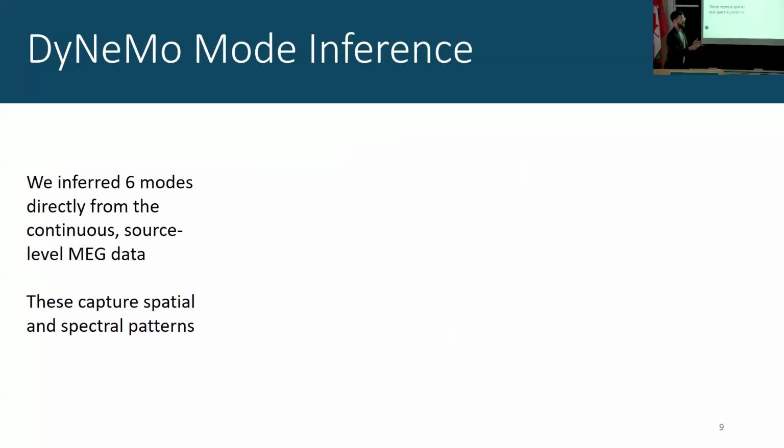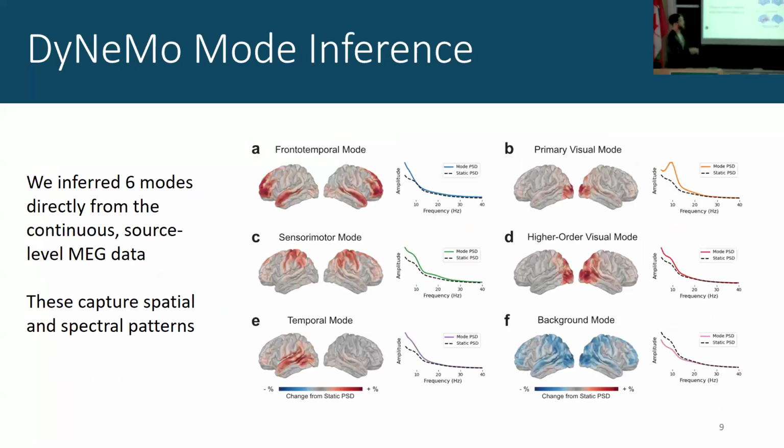So now the dynamo part, the fun part. We inferred 6 modes, just like the Oxford group had done before, directly from the continuous source-level MEG data. And these are the modes that we inferred. These really closely resemble the modes, both spectrally and spatially, that the Oxford group have inferred from task and rest data with adults. So what this suggests is that maybe these are a canonical set of network modes that we can infer from MEG data, a bit like resting state functional MRI networks.